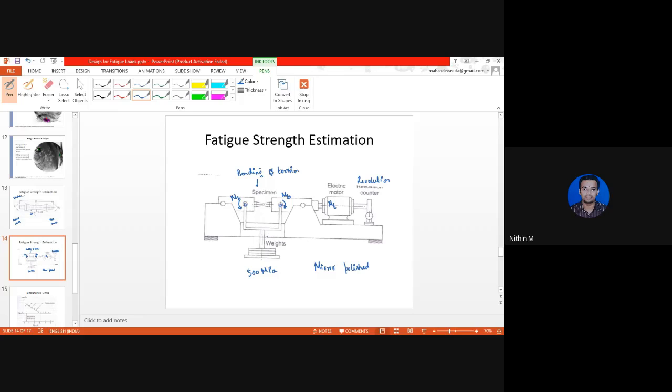There is no yielding, because as I was telling, it is very much similar to brittle failure. Even though the material is ductile in nature, it is very similar to brittle failure. So it will undergo a certain number of cycles, and it will break.